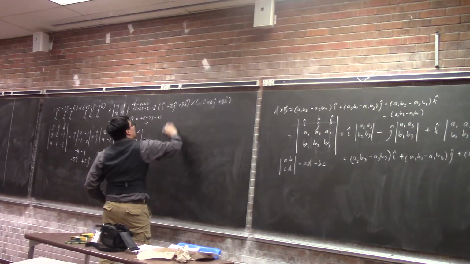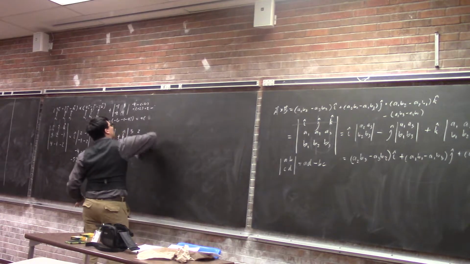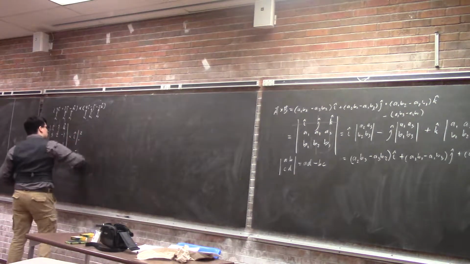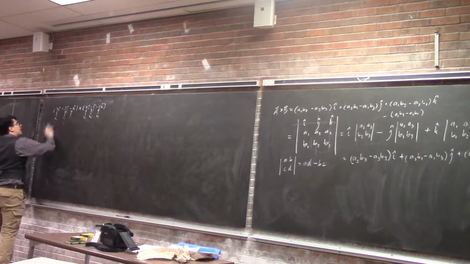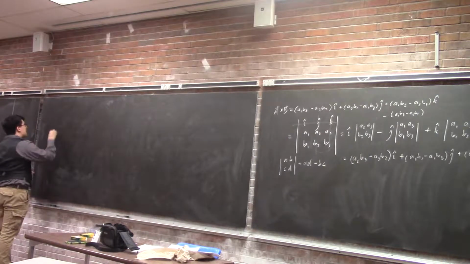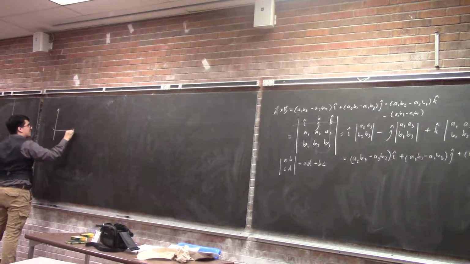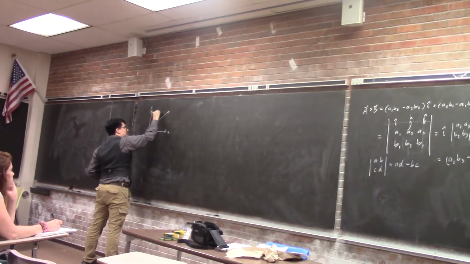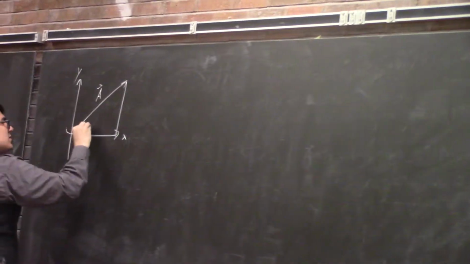The next part is components of vectors. Just so we understand that there's another alternative way to represent them. So let's say I have my x-axis and my y-axis, and I have some vector A here. And there's some angle here too.